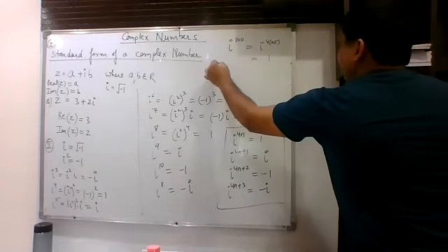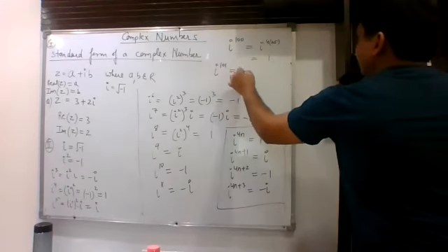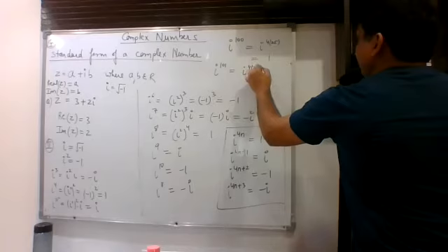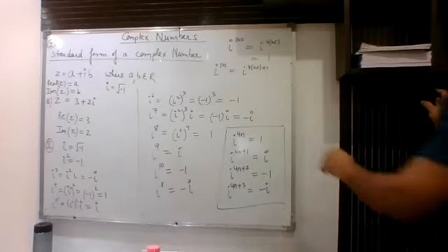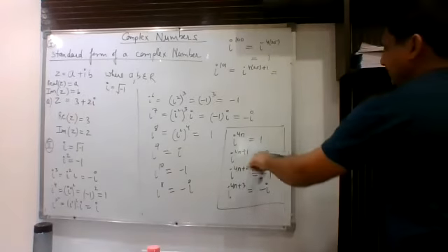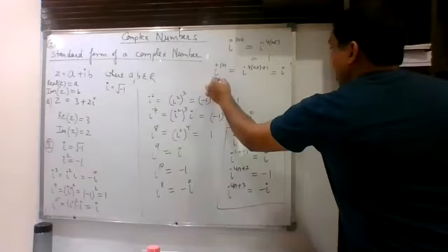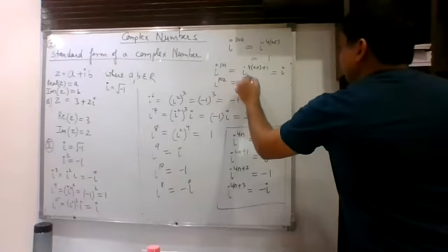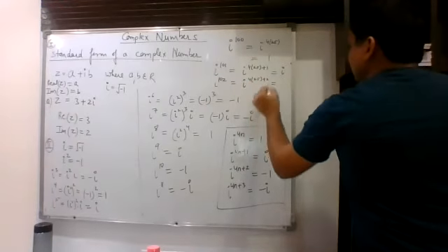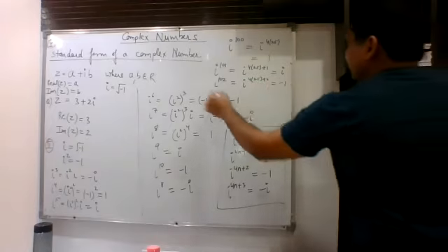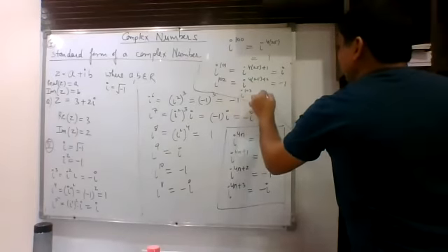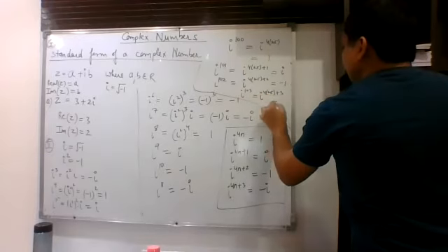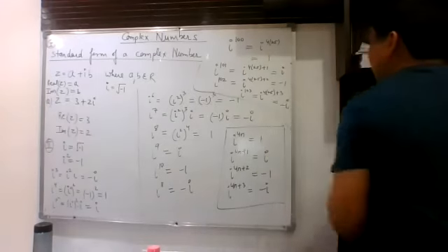Now if I want to find i to the power 101, this can be written as 4 into 25 plus 1, normal division we are doing. So that will be equal to iota. Now i to the power 102 can be written as 4 into 25 plus 2. Here the remainder is 2, so your answer is minus 1. Similarly, if I want to find i to the power 103, it is 4 into 25 plus 3, so your answer will be minus iota.